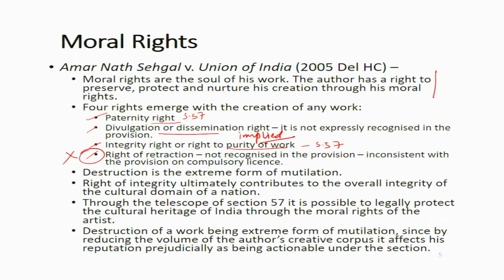Now, here there are few observations which are important. Court says right of integrity ultimately contributes to the overall integrity of the cultural domain of a nation. If someone comes to Vigyan Bhavan, does not see the mural, there is no clear threat of harm to reputation, fine. But there is clear threat to a possibility of enhancement of reputation. Had it been there, people would have appreciated it and appreciated the artist. By the fact that it is not there, the possibility of enhancement of reputation also goes. This is as bad as harm to reputation. If we do not protect the cultural corpus of each artist, we will end up losing the cultural corpus of this country.